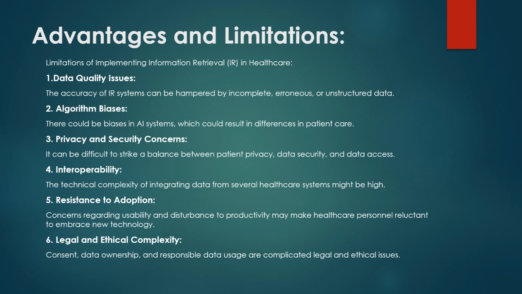The next limitation is algorithm bias. AI algorithms, which are a key component of IR systems, can sometimes have bias. This means they might favor certain types of information or patterns over others. In healthcare, this could potentially lead to differences in how patients are treated, which is a serious concern.